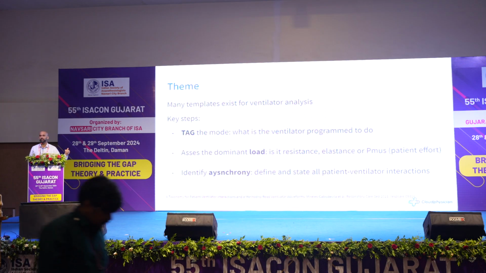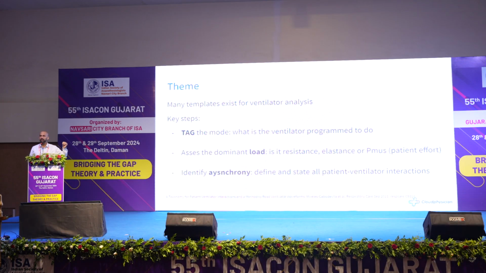There are 3 main steps. One is to tag what is happening on the ventilator. What is the ventilator trying to do? The second step is to analyze the load. There are only 3 loads that are possible on a ventilator. One is resistance, the other is elastance, and then you have PMUS or patient effort. Any abnormality you see on the ventilator can be interpreted based on the load. Once you identify the load, you look at what is the patient-ventilator interaction, also called asynchrony.